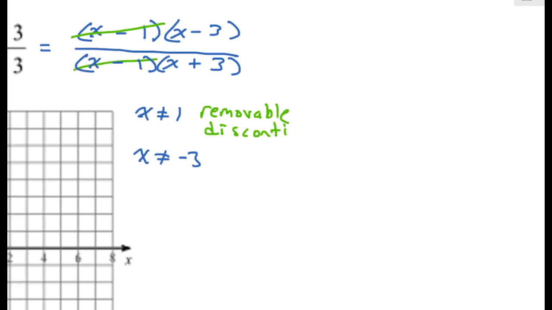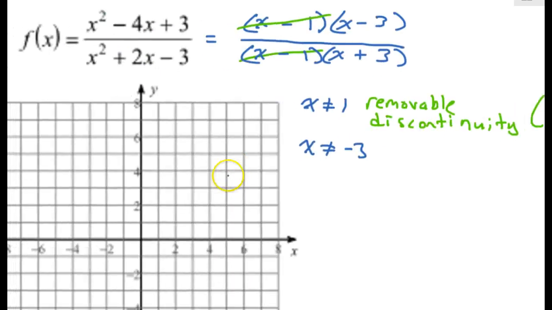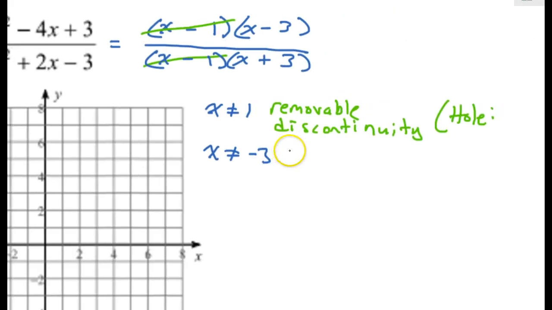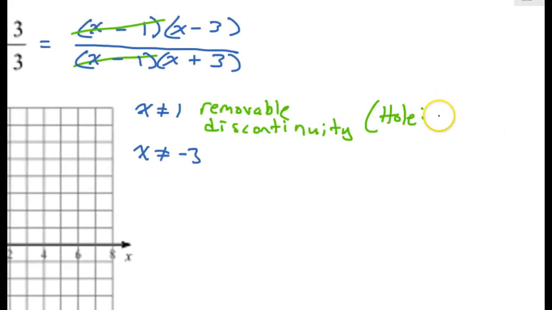I'm running out of space here. A removable discontinuity. In other words, this is a hole. Because I'm graphing this, it's not enough for me just to know what the x value is. This is going to be a hole, so it's going to have an x value and a y value. So the hole has an x value of 1. But I need to know what's the y value of the hole.